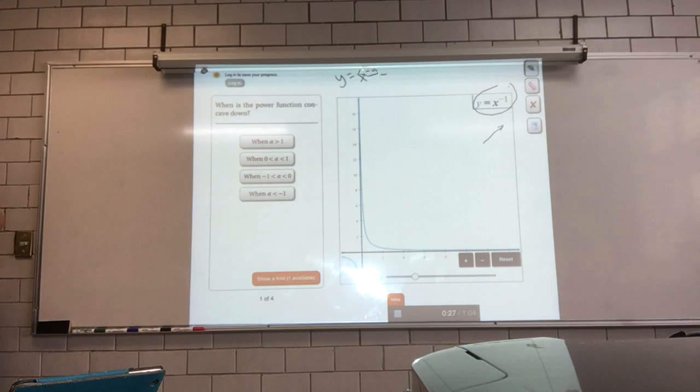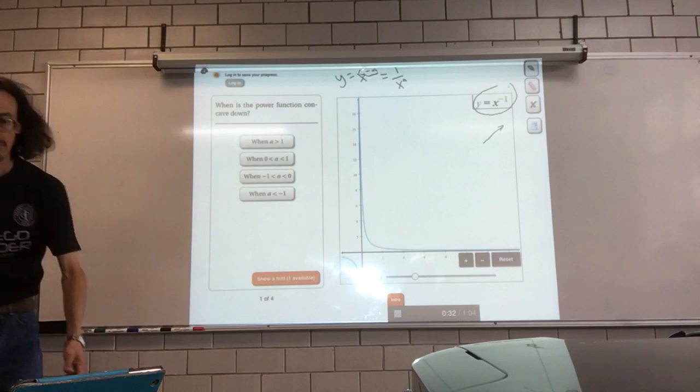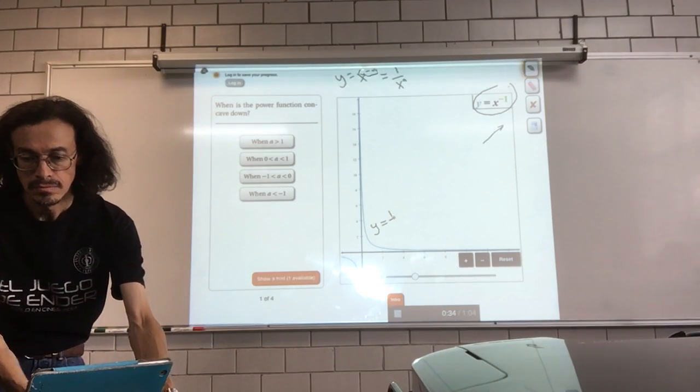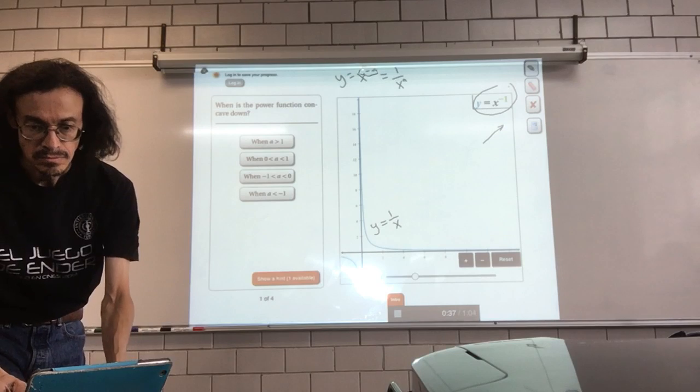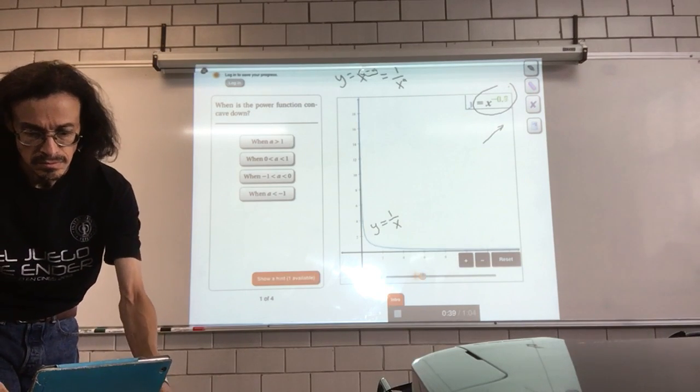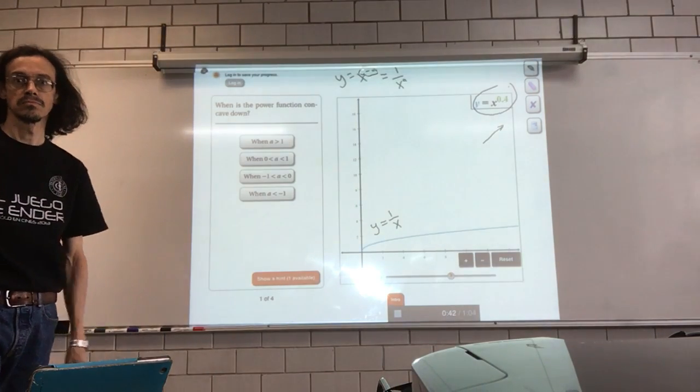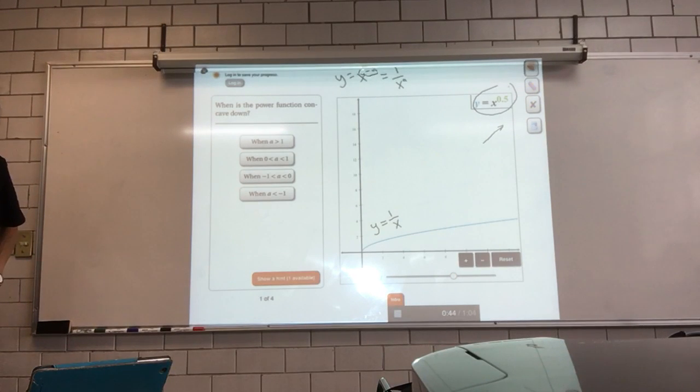In general, y equals x to the minus a power is the same thing as 1 over x to the positive a power. So this function is x to the minus 1, which is the same thing as 1 over x to the first power, or 1 over x. Now let's make a 0.5. Okay. So this function is y equals x to the 0.5, which is the same thing as the square root of x. For which power a does the power function turn out to be concave down?